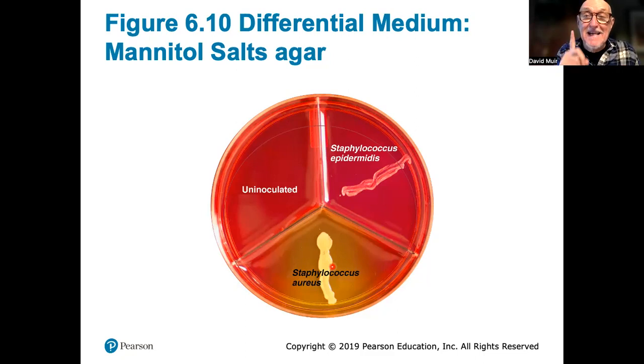So it's selective, but it is also differential because it contains mannitol, and not everything that grows on mannitol salts agar can ferment mannitol. The medium also contains an indicator, and the indicator turns yellow if, just give me one second, please.